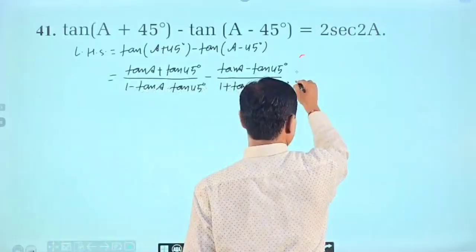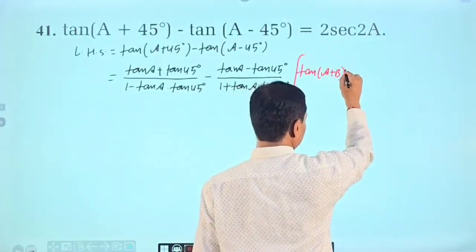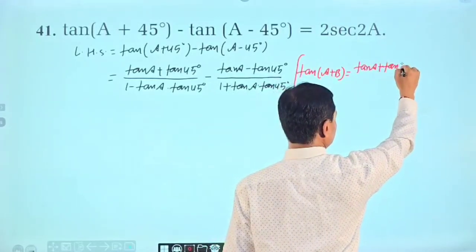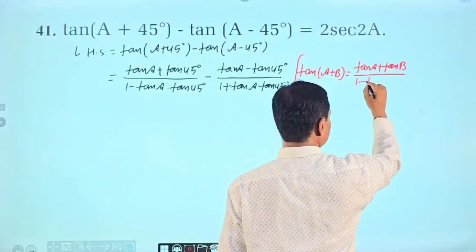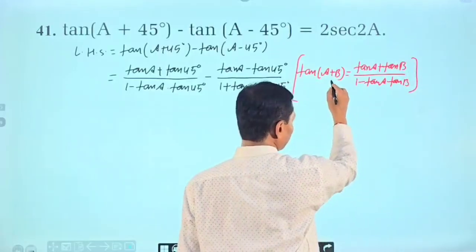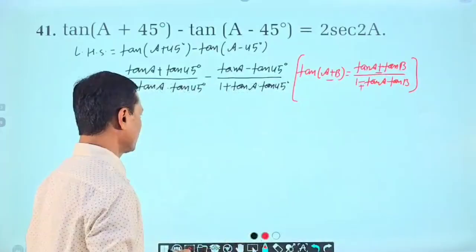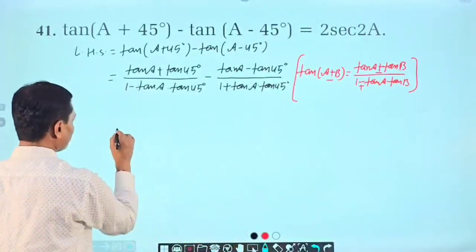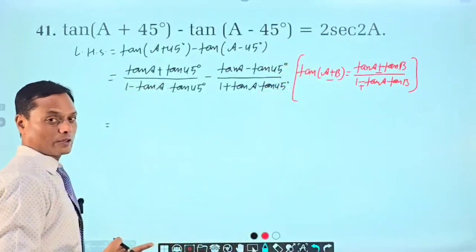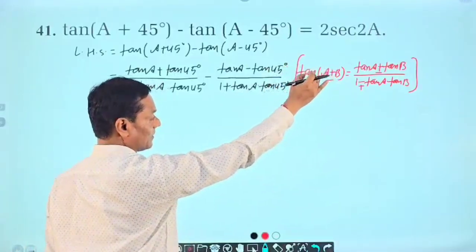So better to write the formula inside the bracket. So we write here tan A plus B equals tan A plus tan B over 1 minus tan A dot tan B. But if there is a minus, here it becomes minus, here it becomes plus. You know that. Now next step is here tan A. We have to bring sec 2A, and sec 2A equals 1 by cos 2A. So cos 2A is at the denominator on the right hand side.